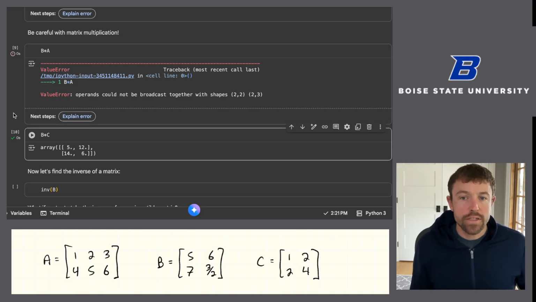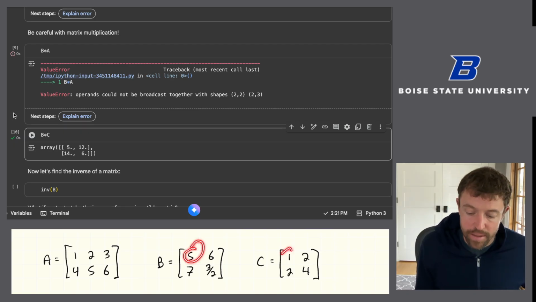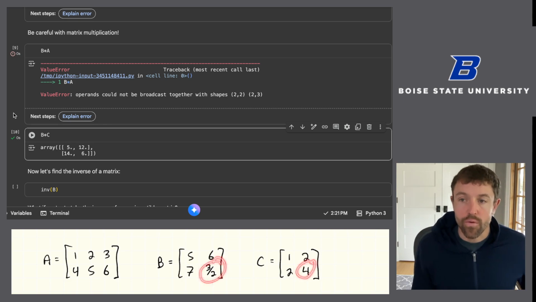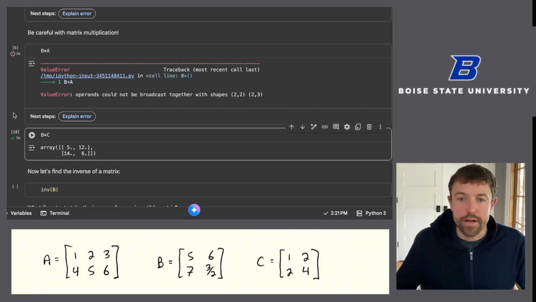When we use the asterisk, we're telling NumPy to multiply entry-wise. So we're telling it to multiply 5 times 1 to get that 5 in the top left corner, and 6 times 2 to get the 12 in the top right corner, and similarly 7 times 2 to get 14, and 3 halves times 4 to get 6. That's known as a Hadamard product of matrices. It's not something we'll deal with in this course. There's nothing wrong with that. There are situations when that's something you want to do. It's not what we want to do.